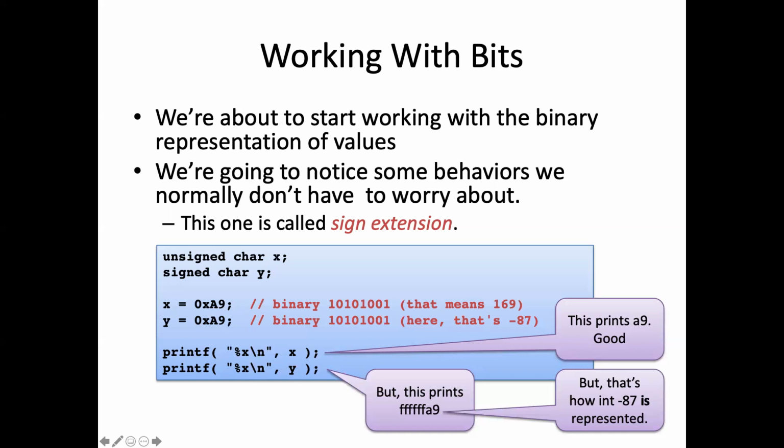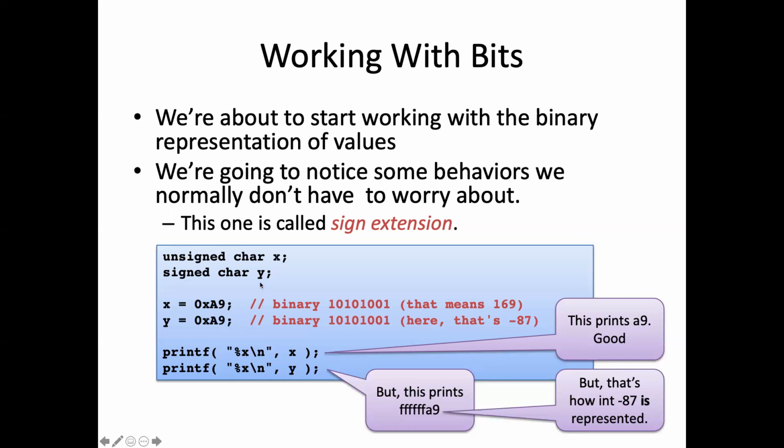It's going to print out as A9. We said to print it in hex, and we get the same hex value we gave it. No surprise, but Y is going to print out as FFFFFFA9. And all those F's are really the result of it being stretched out. It's because of how negative numbers get extended when you go from a narrower type to a wider type.